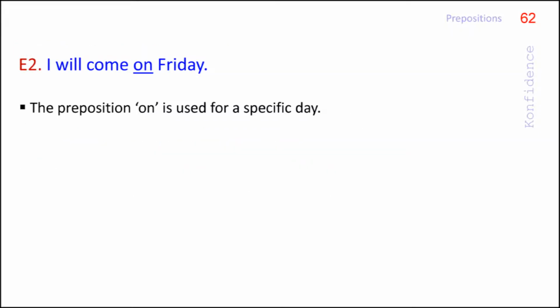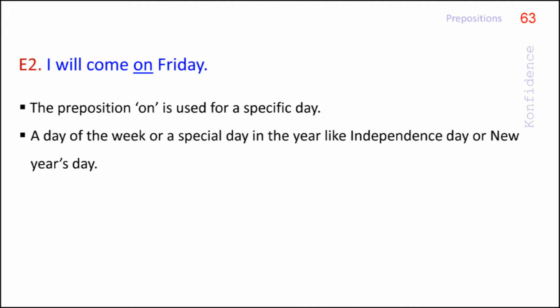Now on. The preposition on is used for a specific day, whether it is given as a date, a day of the week, or as a special day in the year with a name of its own like Independence Day or New Year's Day. In the example, on is used before Friday, a day of the week.